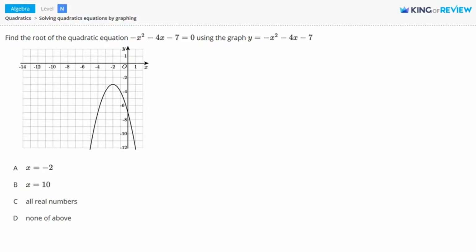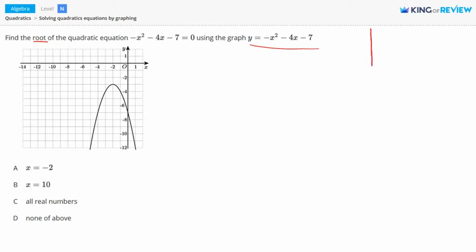Find the root of the quadratic equation negative x squared minus 4x minus 7 equals 0 using the graph y equals negative x squared minus 4x minus 7. So in this problem, we want to find the root of this function here.